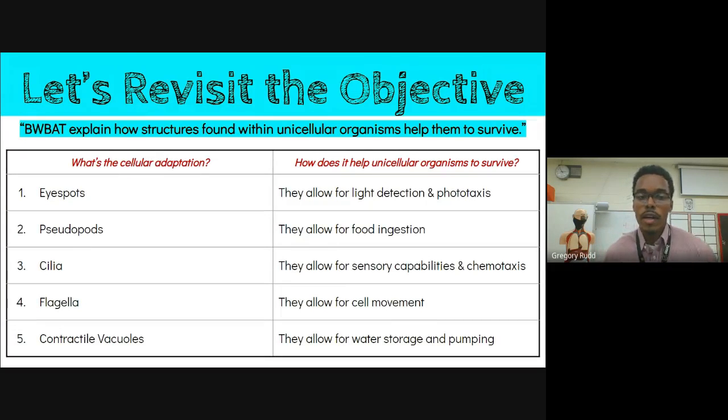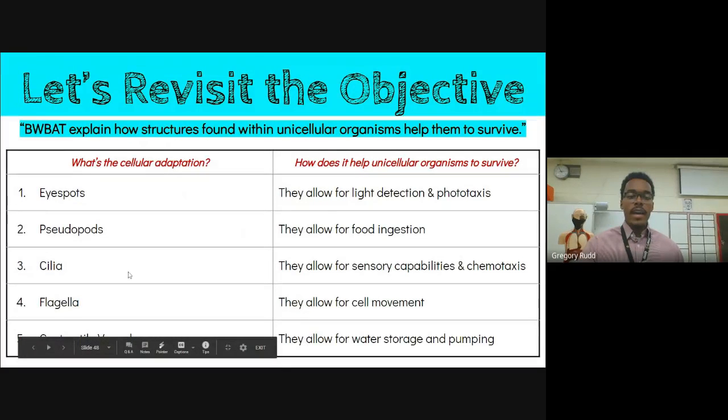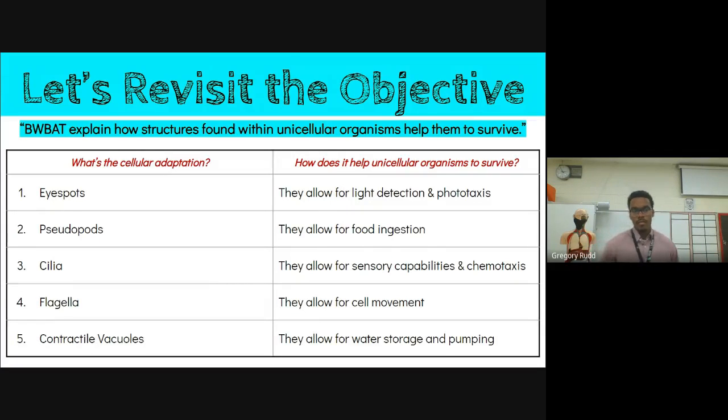And so the objective was biologists will be able to explain how structures found within unicellular organisms help them to survive. So that means that we should be able to answer that question. How does it help unicellular organisms to survive? But here are the 5 adaptations, and then here's the function that they serve. Here's how they directly contribute to survival. So if you haven't written anything down, then this is probably what you should write down. This is what you should take a picture of.